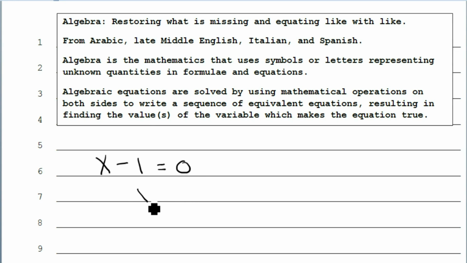And just by guessing, you can say x would equal 1, because 1 minus 1 is 0. And you get a true statement at the end, so you are correct. Each of these are called terms. X is a term, minus 1 is a term. The sign goes with the term.